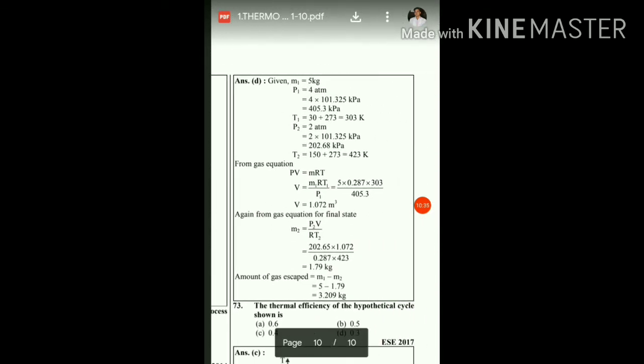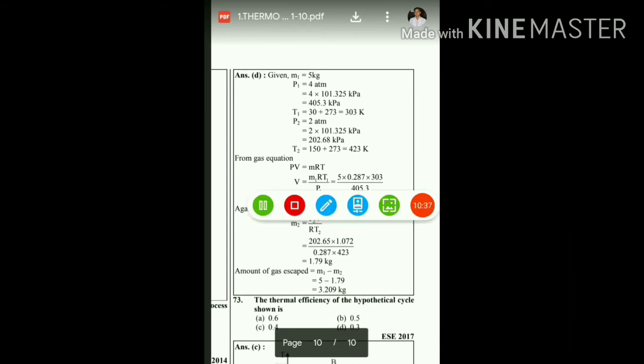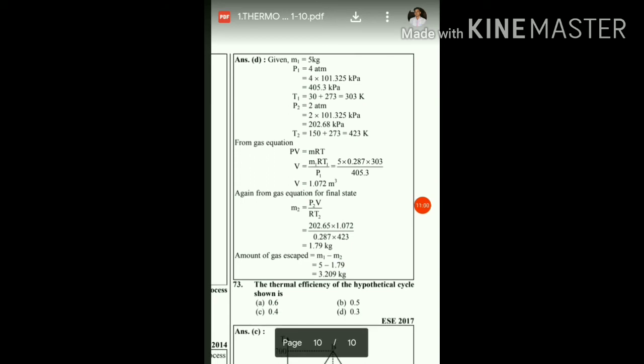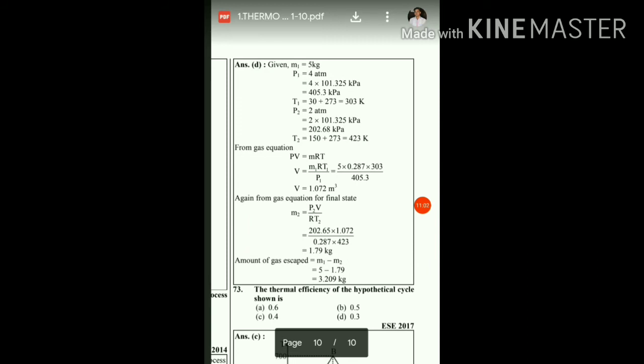So initially mass is 5 kg, pressure is 4 atmosphere. You can note it in kilopascal. We just have to multiply, since 1 atmosphere is nothing but 1.01325 kilopascal. So just multiply, and we will get the P1 value. Then T1 is 30 degrees Celsius, so in Kelvin it is 303 Kelvin. Similarly, after we release the air, the pressure becomes 2 atmosphere and the temperature becomes 150 degrees Celsius, that is 423 Kelvin.